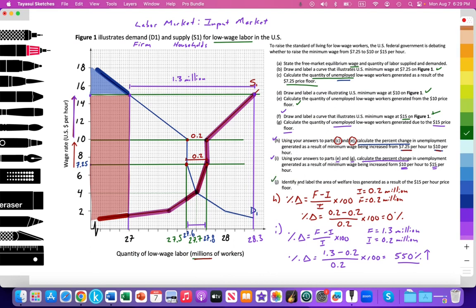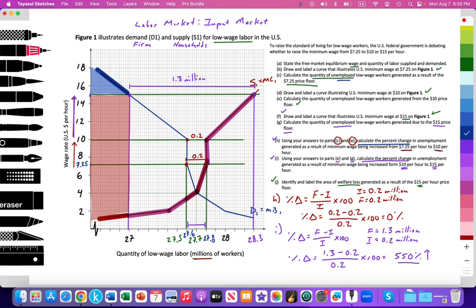Question J. Identify and label the area of welfare loss generated as a result of the $15 per hour price floor. So the welfare loss is going to be the lost productivity, the lost consumption of labor as a result of the government intervention. So we want to see where allocative efficiency would be maximized, and that's going to occur where supply equals demand. And we want to remember that supply is equal to marginal costs and demand is equal to marginal benefit.